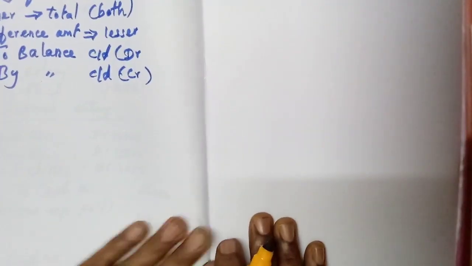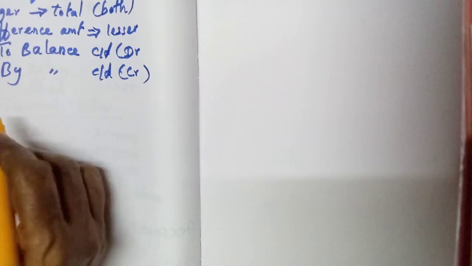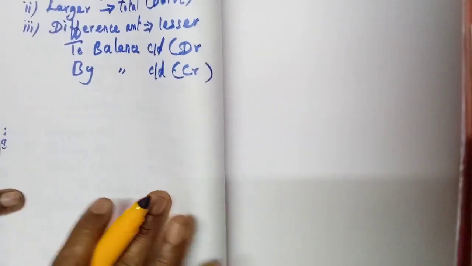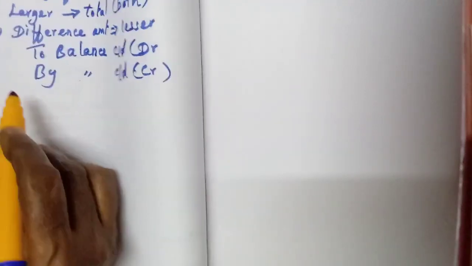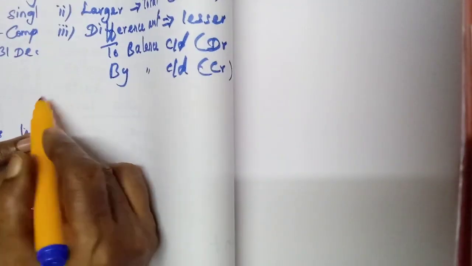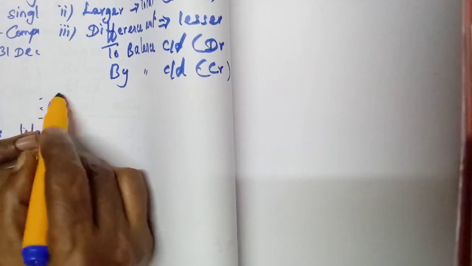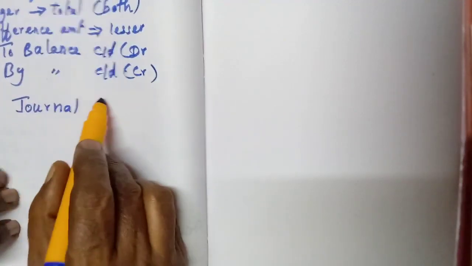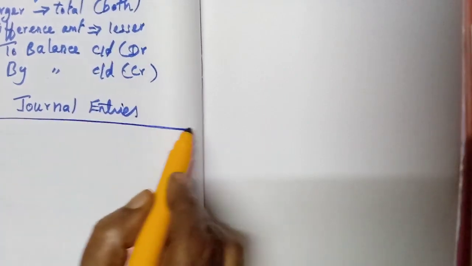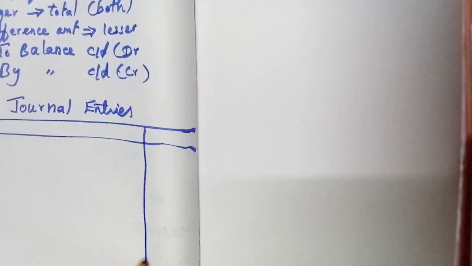So we have to prepare the journal entry. So here you have to write first the question number. What is the question number? 6. Then now journal entries. Then draw line. Only 3.